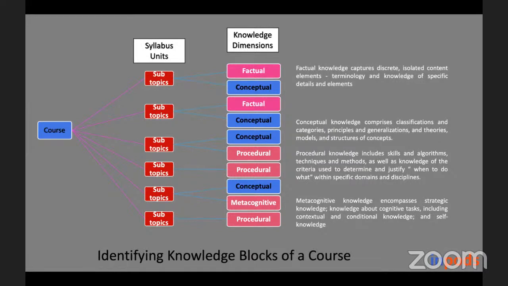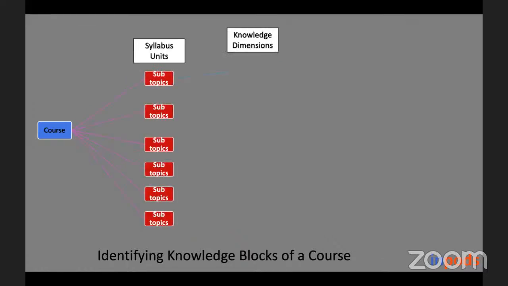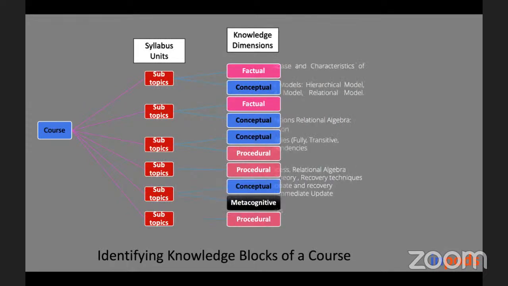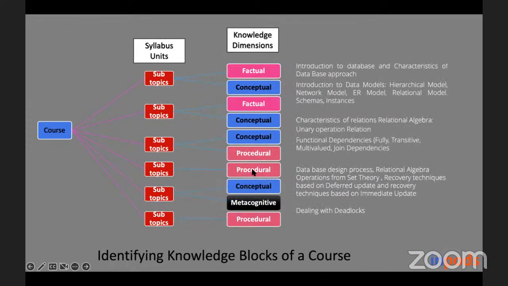But still, we will end up doing a good job, right? So that is the idea here. So let's say that you came out with this kind of knowledge dimensions practically, and these are the kind of examples here I can show you. Let me go back. On the right side, you can see that introduction to database and characteristics of database is factual knowledge. Introduction to data models is conceptual knowledge, right? Hierarchical model, procedural database design process, and relational algebra operations from the set theory are all procedural knowledge examples.